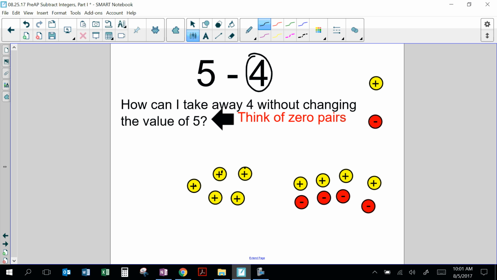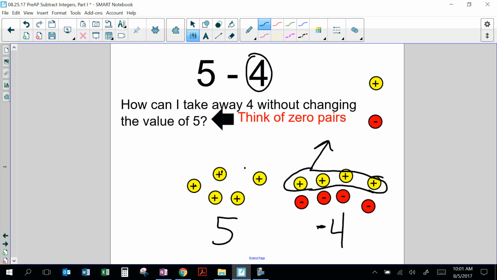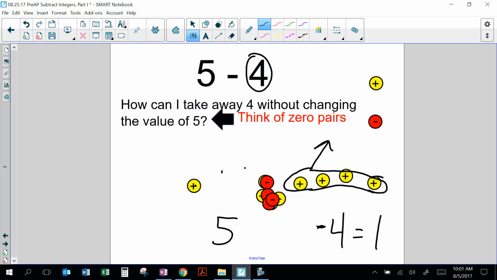Take away 4 positives. So if I take away these 4 positives right here, I am left with 5 positives and 4 negatives. What happens when you include this with this? It becomes 0 pairs, 0 pairs, 0 pairs, 0 pairs, and you are left with 1. So I had started off with 5. I have 4 negatives, and so I'm left with 1.